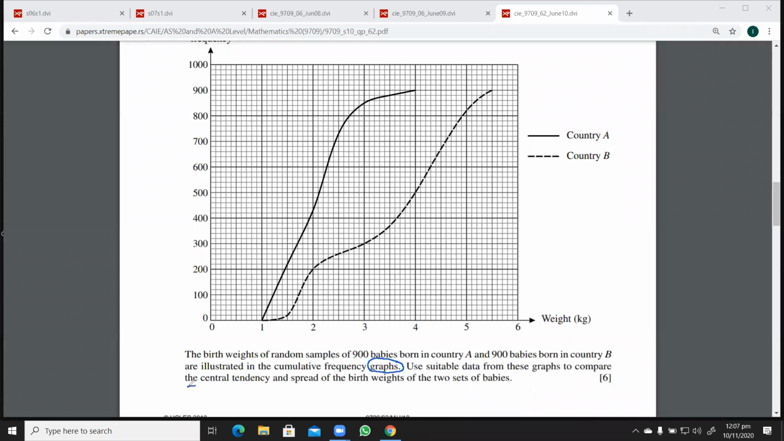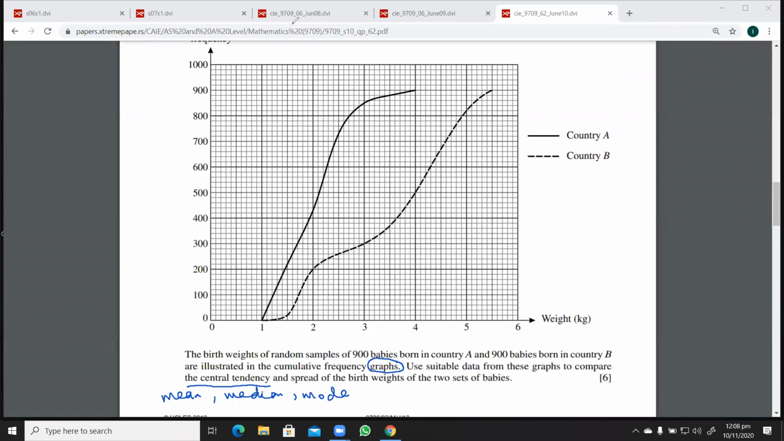What do you mean by the central tendency? Anyone? So, Sir, the median or the interquartile range? Whenever we talk about the central tendency, we actually mean the mean, median, or the mode. So, which one can you obtain from these two graphs here? That is the median, obviously the median.